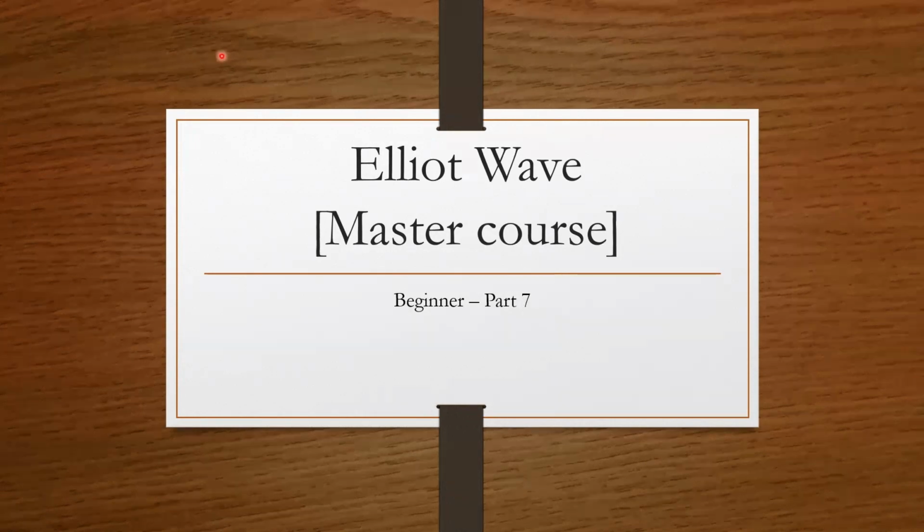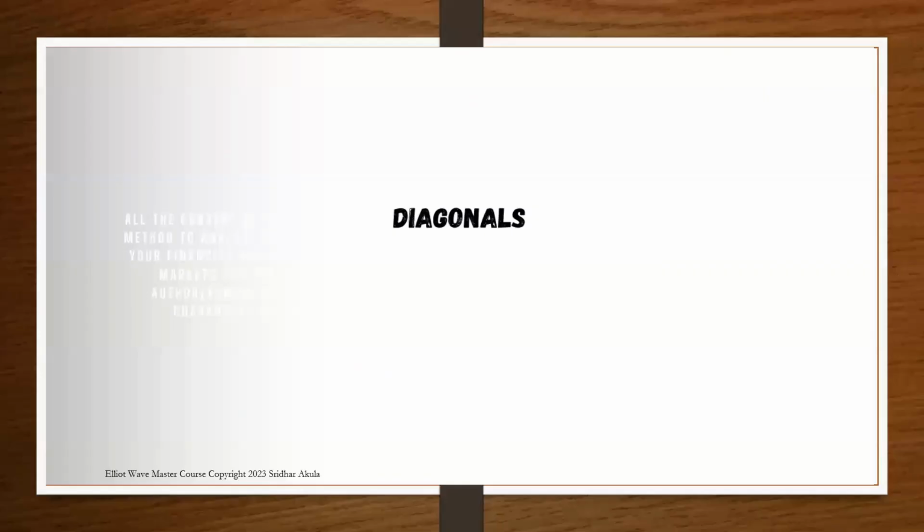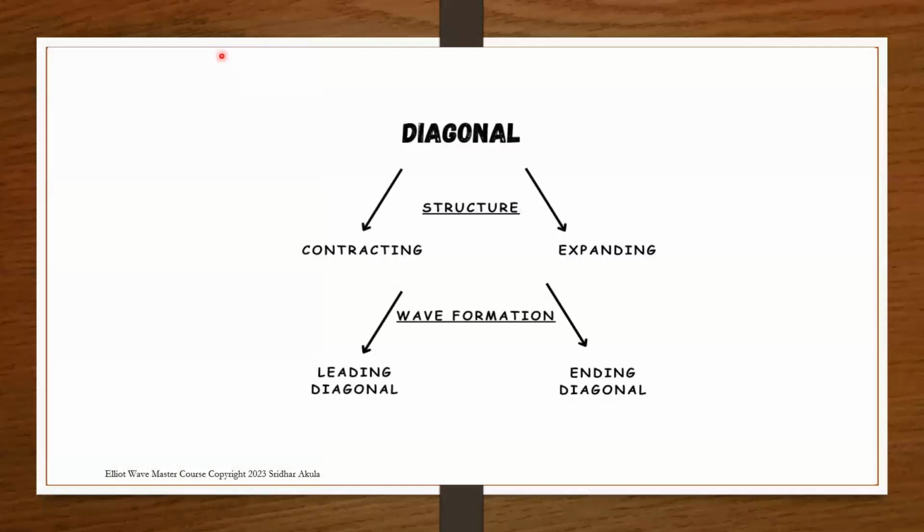In this part, we're going to learn about diagonals and their importance. Now, why are diagonals important? Diagonals are also one high probability setup in the market. After the diagonals are formed, we can easily find out the next direction of the market with relative ease, and how fast the market will move is something we are going to see in this part.